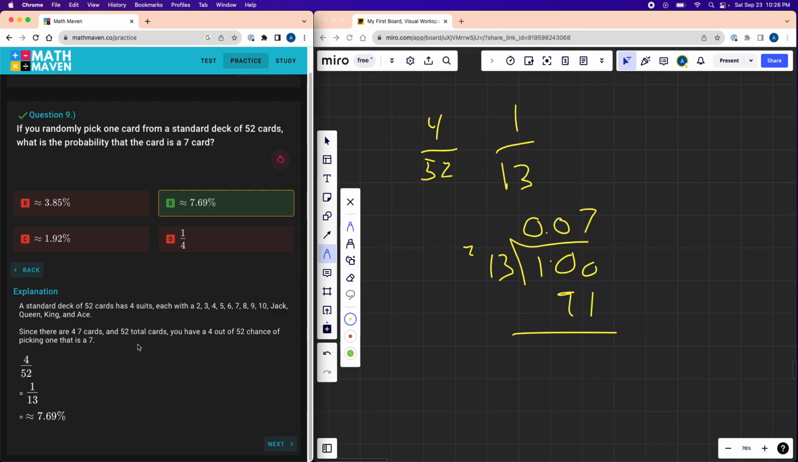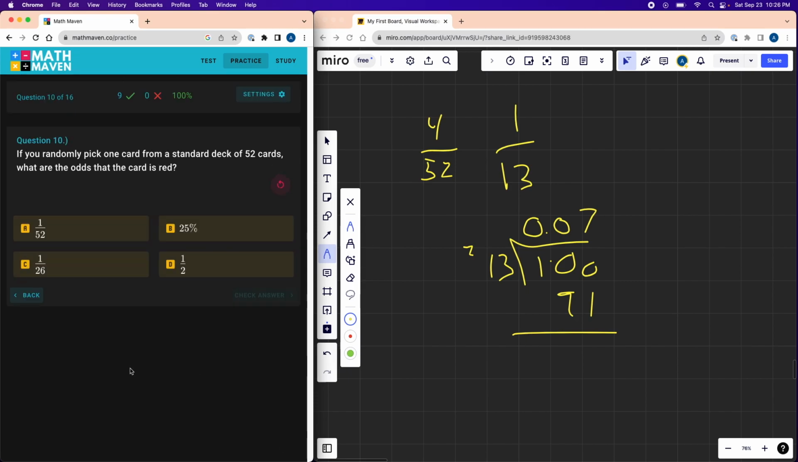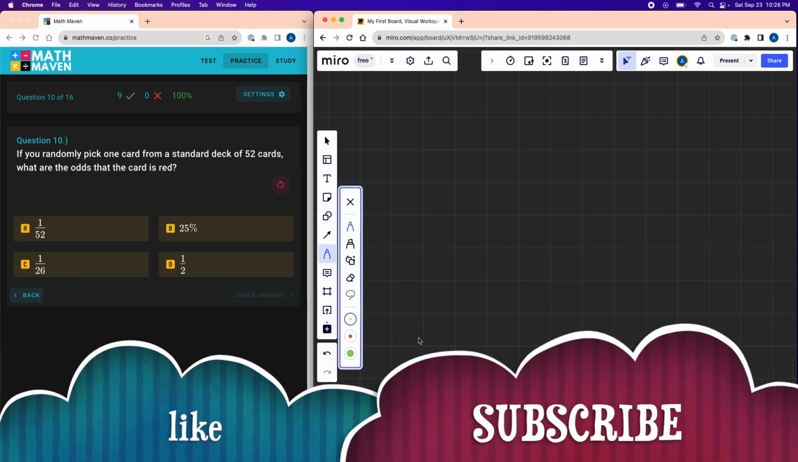So like you can kind of take shortcuts here or there, as we've seen us do a couple times with this long division already here. So let's go ahead and move on to the next question here. Question number 10. If you randomly pick one card from a standard deck of 52 cards, what are the odds that the card is red? All right, press pause and try this one out on your own.